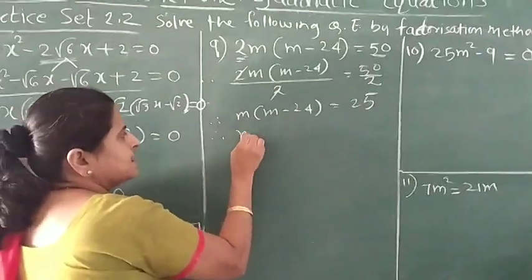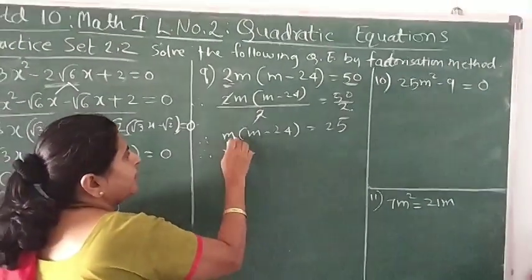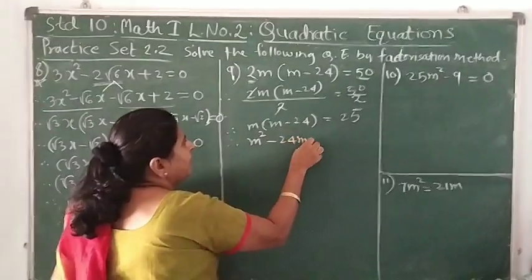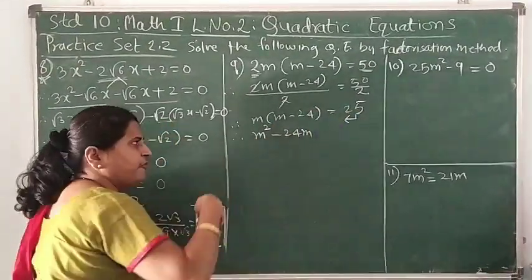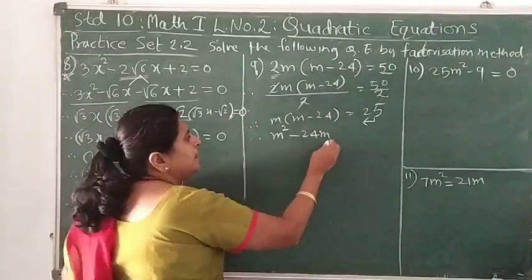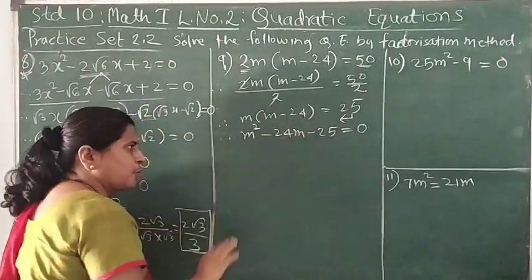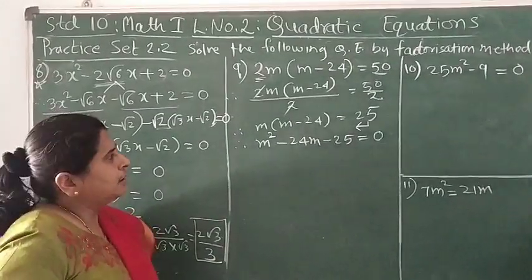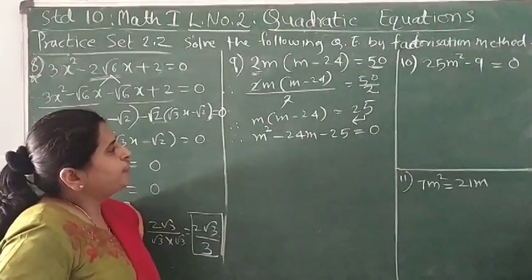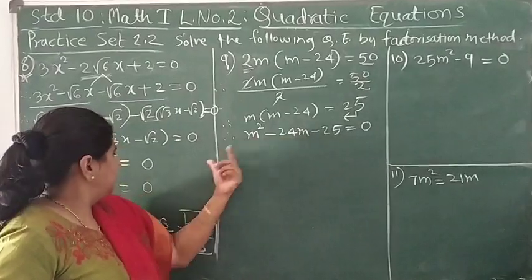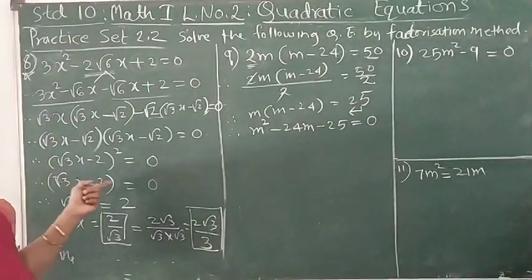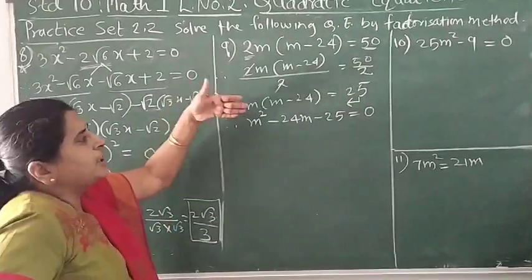Now you multiply this, and you will get m square minus 24m. Take this 25 to the left side, plus 25 will become minus 25, equal to 0. Now you got a proper quadratic polynomial. If you factorize this, you can get the answer. I hope you can do this further simplification.